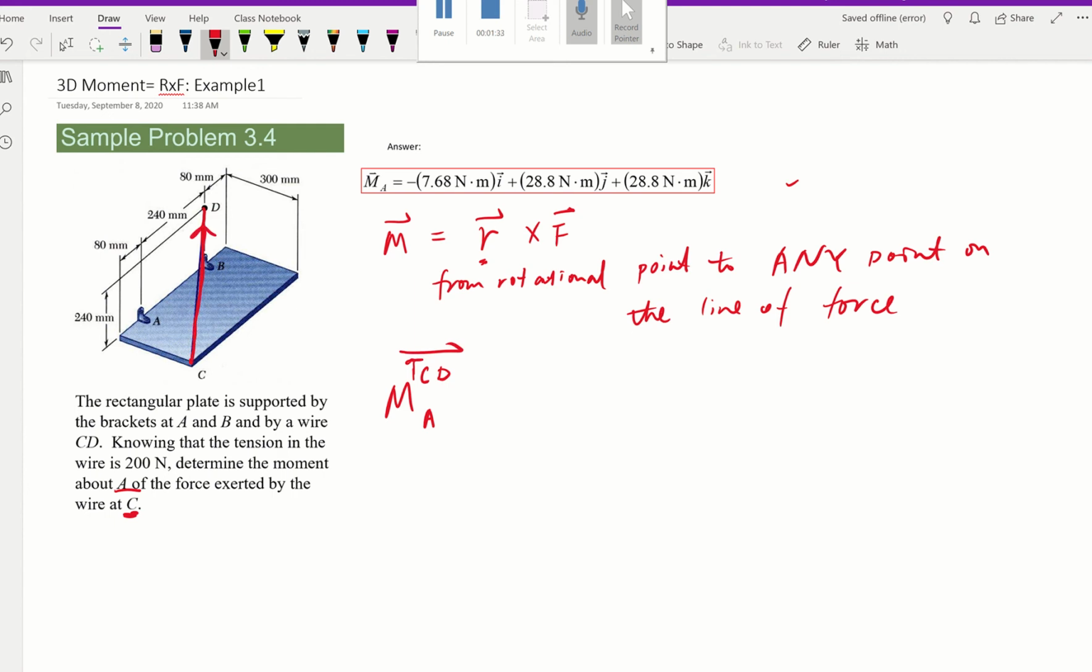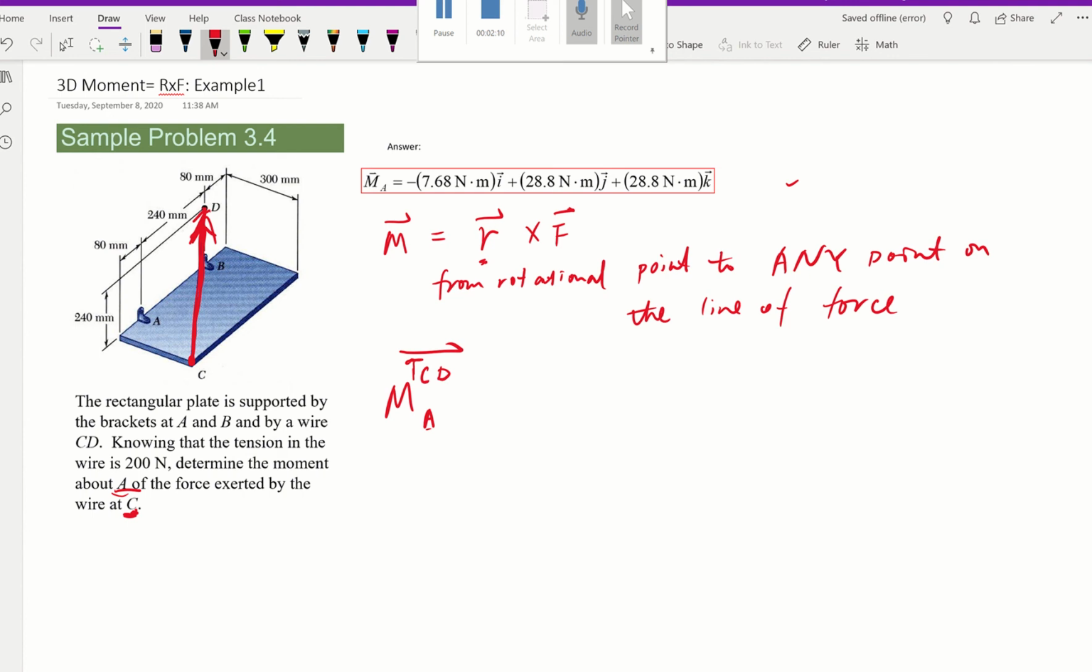There's a lot to read, but the statement tells us it's the moment about A, so that's the rotational point, and the tension is CD or DC. Here they said exerted at C, so we know it goes from C to D, so T_CD, okay? Because it's exerted at C, this force's point of application is at C. So it's C to D.